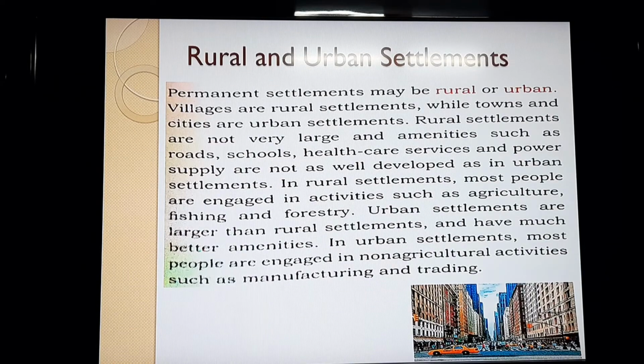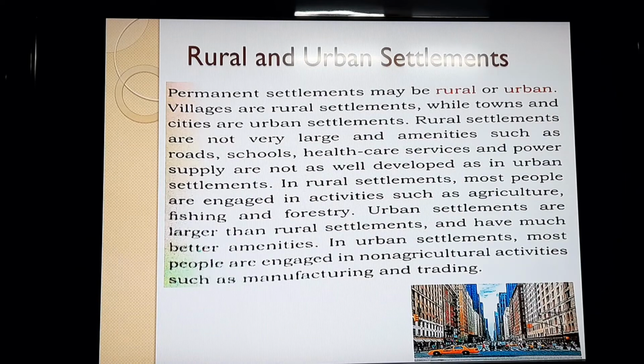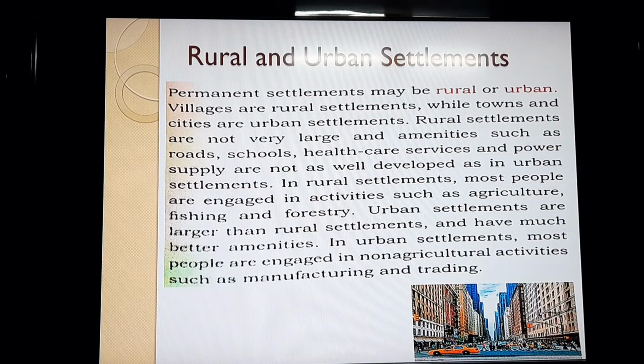Now, students, we can see another type of settlement, which is rural and urban settlements. The permanent settlements may be rural or urban. Villages are rural settlements while the towns and cities are urban settlements. As the name suggests, rural means the village. The settlement which is in the village is called the rural settlement, and urban means the cities or the towns. The settlement which is in the town and the cities is called the urban settlement.